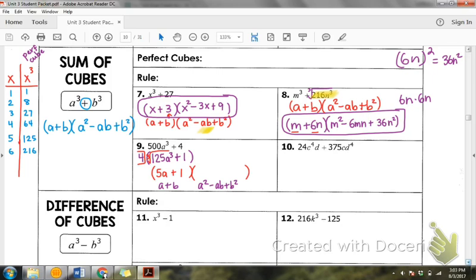So what's my a value squared, Dalton? 25 what? Just 25a? 5a times 5a. 25 a squared, right? If you have 5a times 5a, that's 25a squared. Okay? Next thing, a times b. What's a times b here, Daniel? 5a. And is it going to be addition or subtraction?